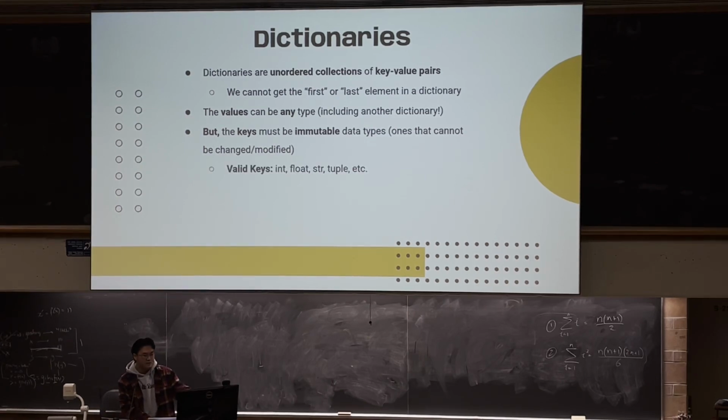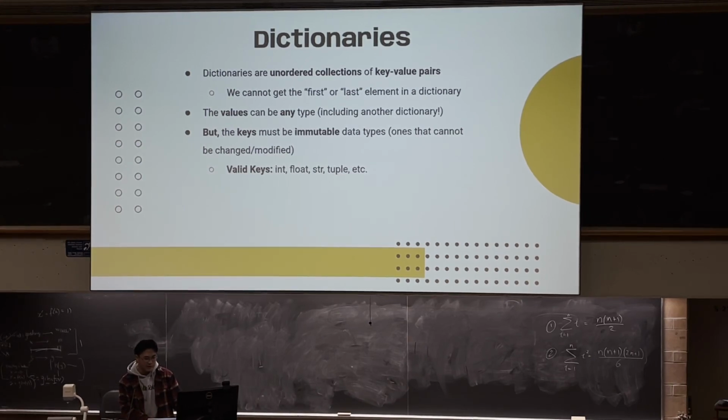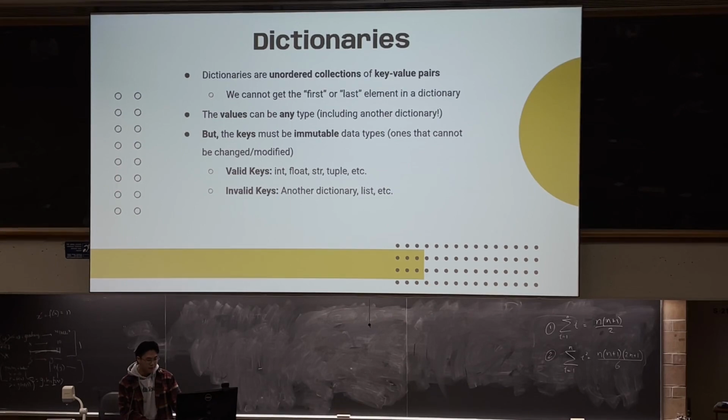So again, here are some valid keys. Ints, floats, strings, tuples, these are all immutable, so they're valid. Obviously, you can't have, like we mentioned earlier, a list. You can't have another dictionary as a key. So yeah.